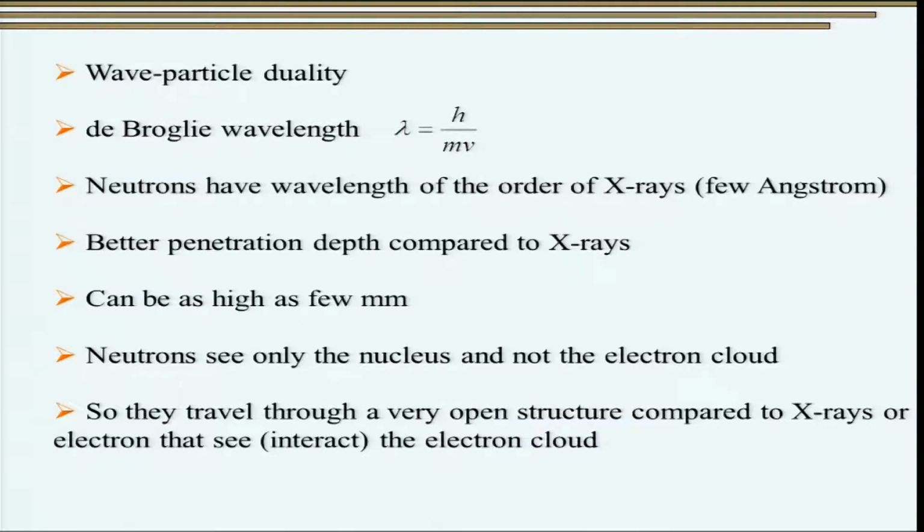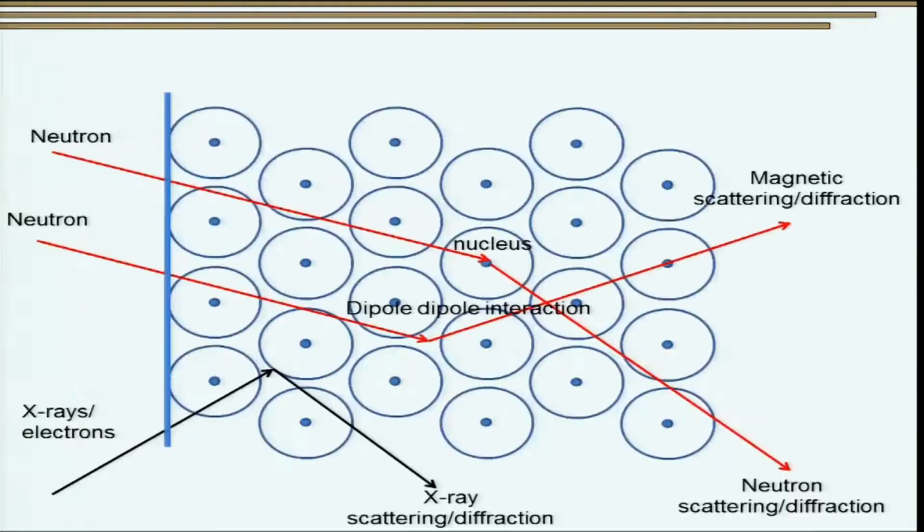As I had already mentioned, this is due to the fact that neutrons see, or rather feel, only the nucleus and not the electron cloud. So, they travel essentially through a very open structure compared to X-rays or electrons, which interact with the electron cloud.